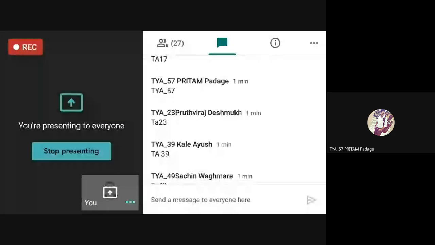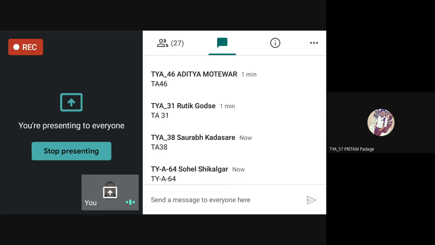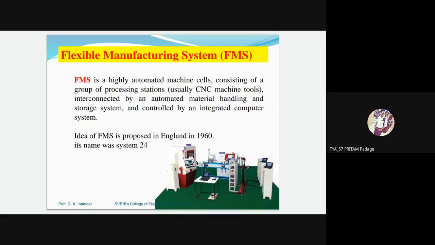FMS. This is also an innovation in NC systems. Flexible manufacturing system. What is flexible? Flexible in terms of Marathi आपण म्हणतो बघा लवचिक आहे माणूस. Whatever the changes will be there, that will be followed in a simpler, smooth mode. So see flexible manufacturing system in detail.